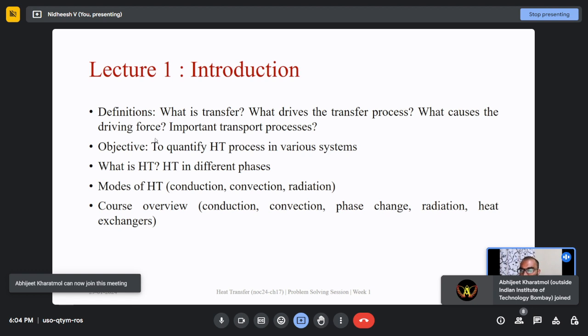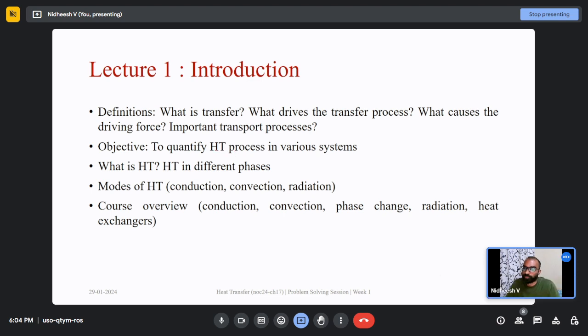After that, we defined our objective for this course, that was to quantify heat transfer in various systems. Then we talked about heat transfer in different phases, that is in the solid phase, in the liquid phase, in the gaseous phases, and we classified heat transfer into 3 main categories, that is conduction, convection, and radiation. These were the 3 modes of heat transfer that we will be predominantly looking at in this course.